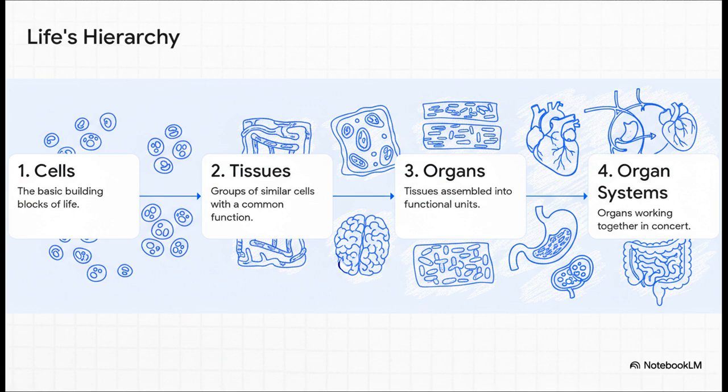The best way to think about it is like building with Legos. You start with the individual bricks. Those are your cells. Then you click similar bricks together to make a section of a wall. That's a tissue. You put a few of those walls together to build a whole room. Well, that's an organ. And finally, you connect all the rooms to build a house, and that's your organ system. It's this beautiful step-by-step process that makes all this complexity possible.